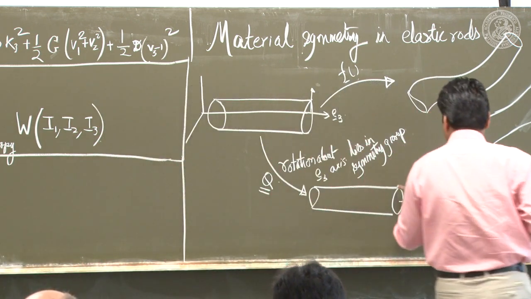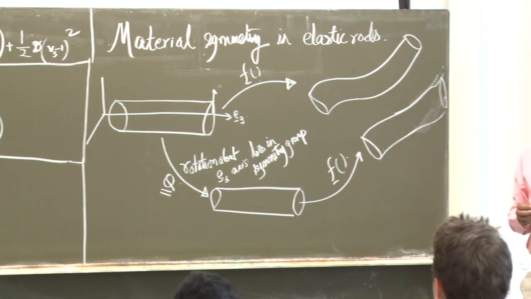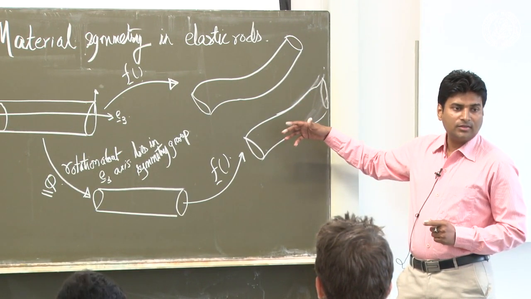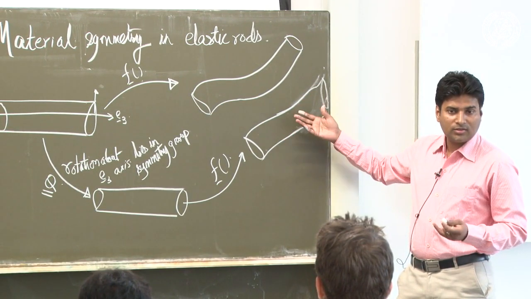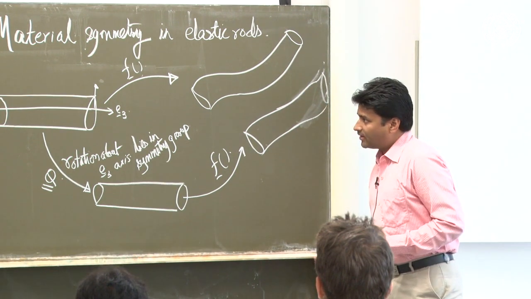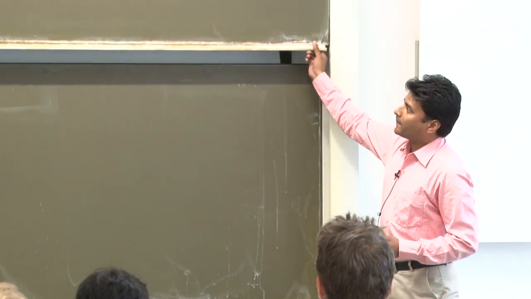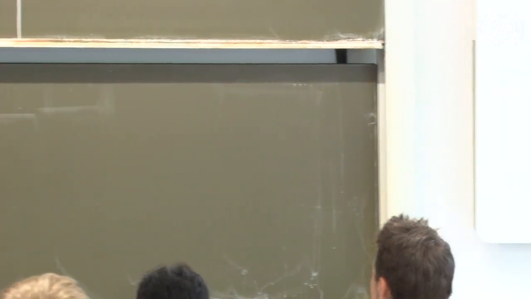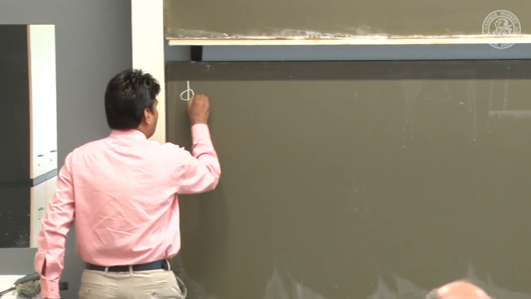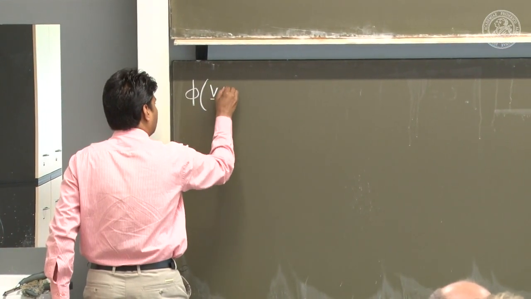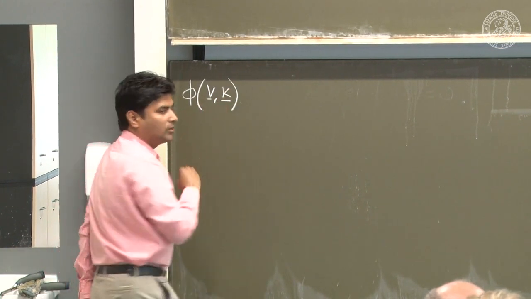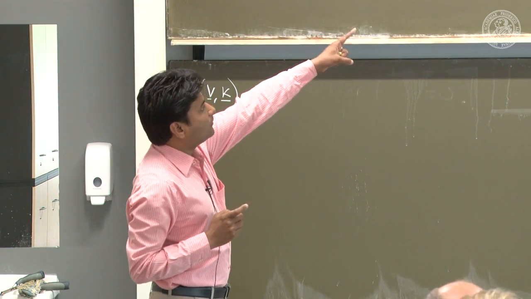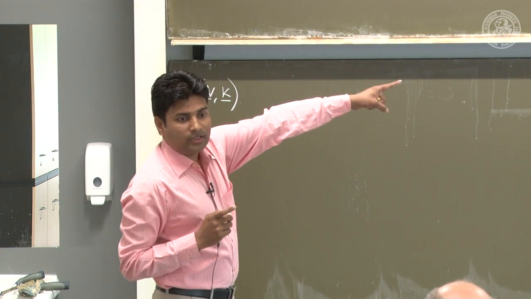And then I apply the same deformation, then the two energies should be same, isn't it? That's what the concept of symmetry is. But we know that in case of rods, the energy actually depends on V and K. So we'd like to find out what's V and K in the first case and what's V and K in the second case.